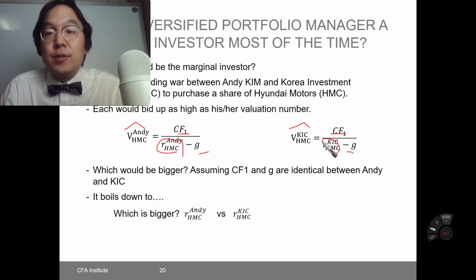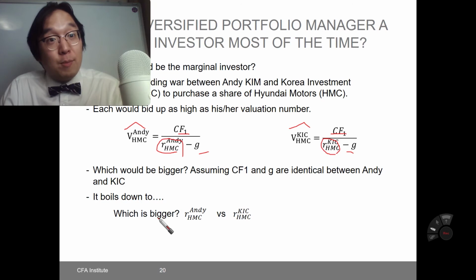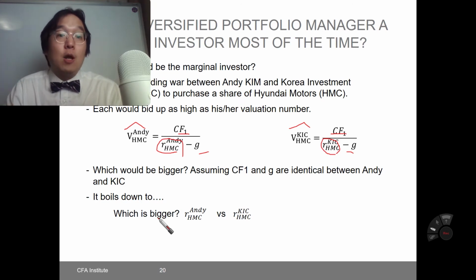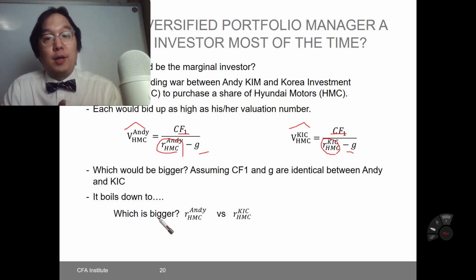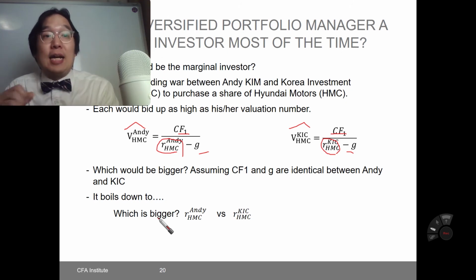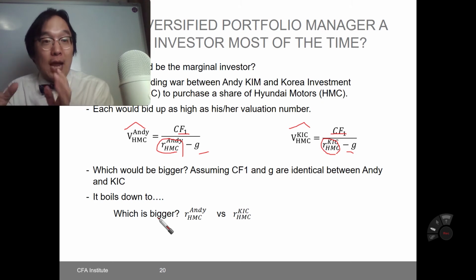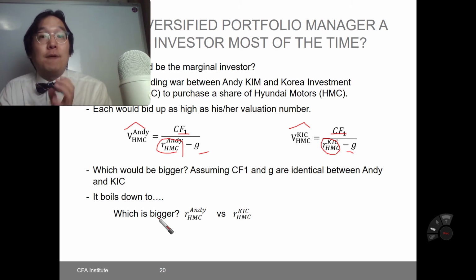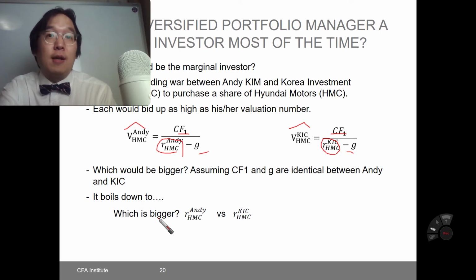Andy versus KIC. Discounting the Hyundai Motors future cash flow. Which one would be bigger? Based on this, whose value estimate would be bigger? Me, Andy Kim, my bidding on Hyundai Motors share will be based on my discount rate. That discount rate will be a function of the perceived risk of Hyundai Motors upon my wealth.